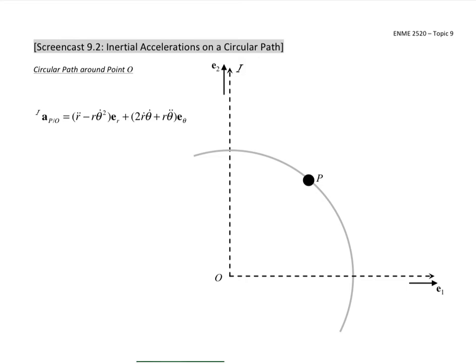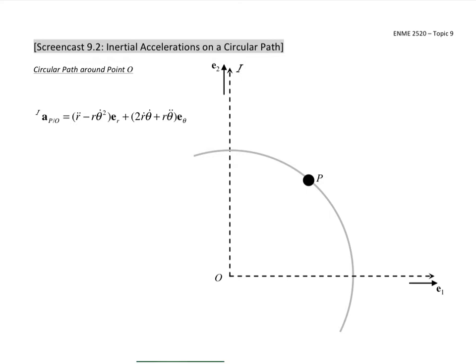In this screencast, we're going to explore the acceleration of point P with respect to point O as observed in an inertial reference frame, but expressed in a polar frame, which we've defined as an E sub r direction and an E theta direction. And we're going to put this in the context of a familiar case, which is the circular path of point P around point O. The ultimate goal here is to understand these expressions of acceleration, which are probably a little bit unfamiliar: the r double dot minus r theta dot squared in the E r direction, and then the 2 r dot theta dot plus r theta double dot in the E theta direction.